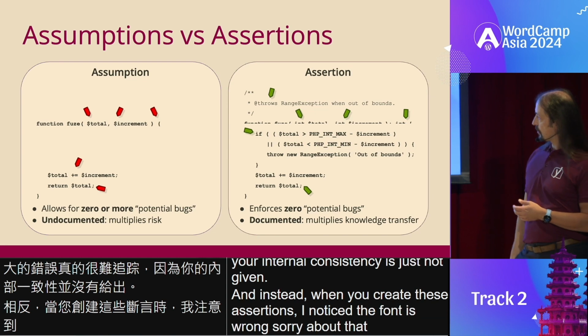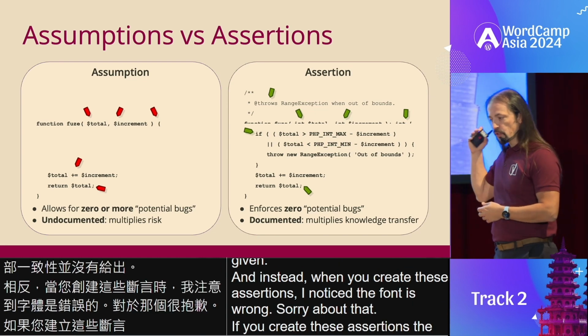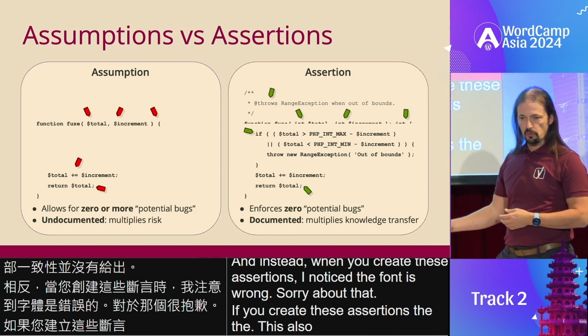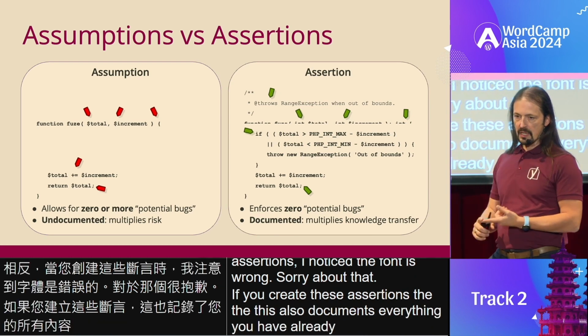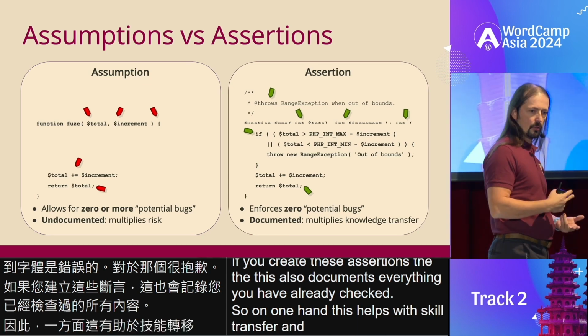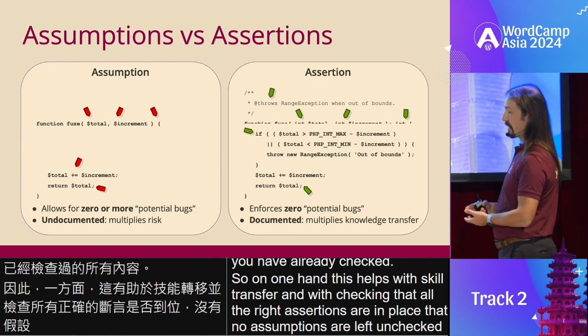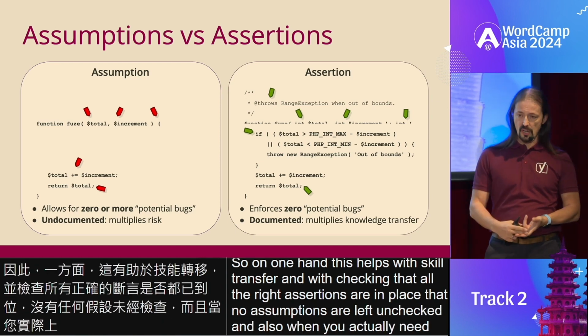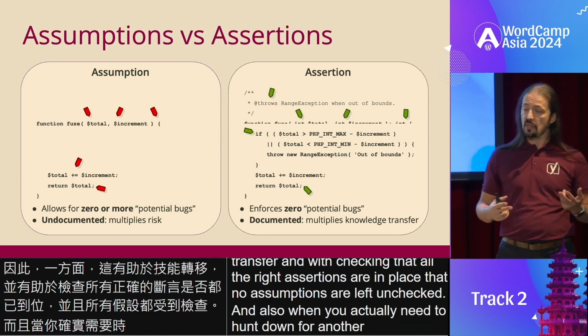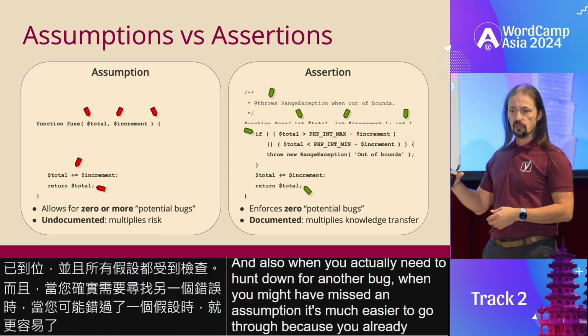If you create these assertions, this also documents everything you have already checked. So on one hand, this helps with skill transfer and with checking that all the right assertions are in place, that no assumptions are left unchecked. And also when you actually need to hunt down another bug, when you might have missed an assumption, it's much easier to go through because you already see what was considered.